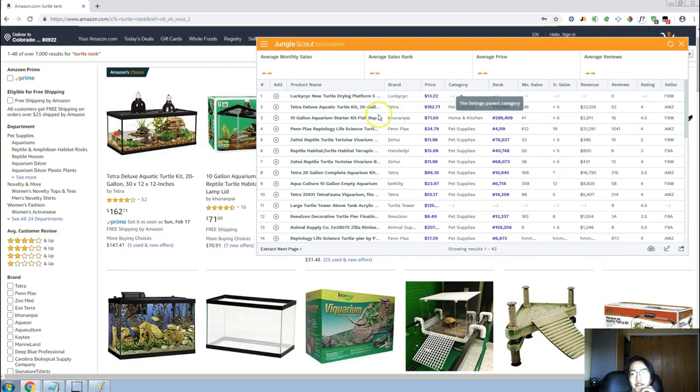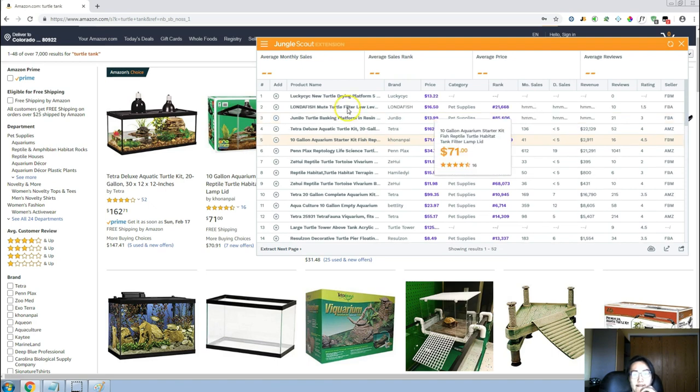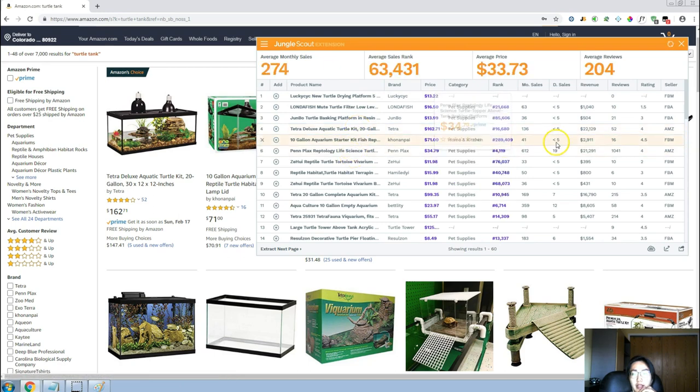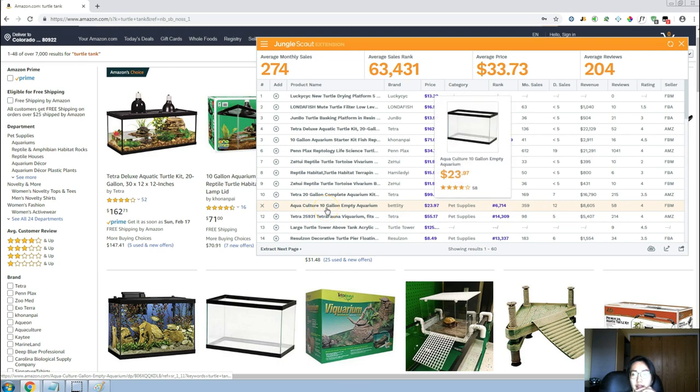Wow, this isn't bad actually at all. Turtle tanks. These reviews are not a lot, and the demand isn't that bad. This thing is not even like a turtle tank in a sense. People just can't find what they're looking for, and so they're just choosing the next best thing, which is an aquarium.